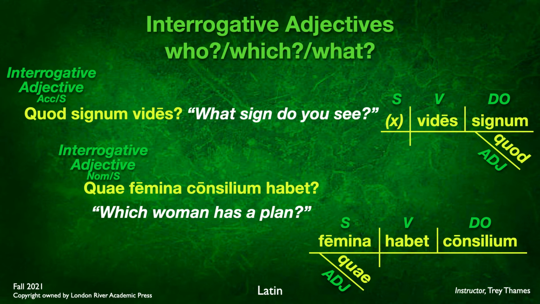So now that we've looked at a couple of examples of the interrogative pronoun and interrogative adjective, how do we tell the difference between these two forms and the relative pronoun, which basically all look alike?